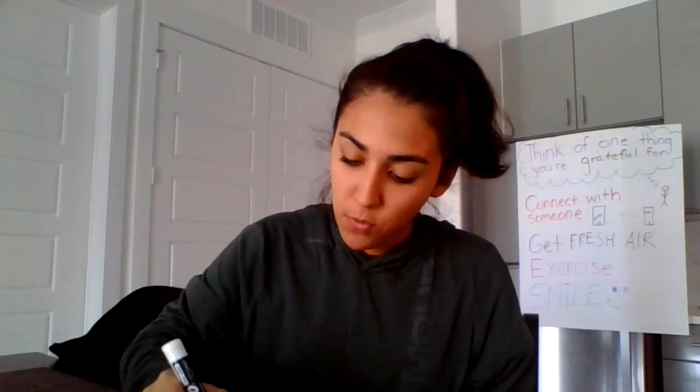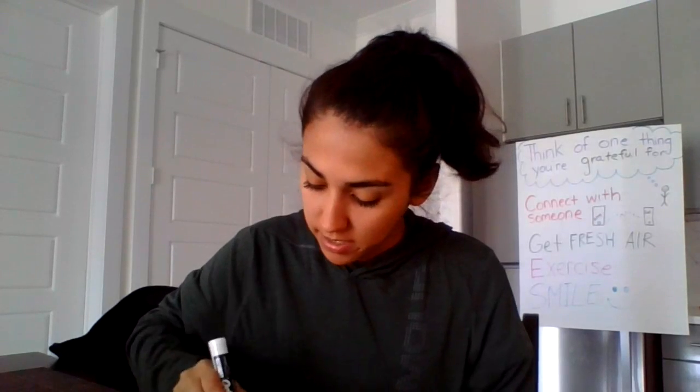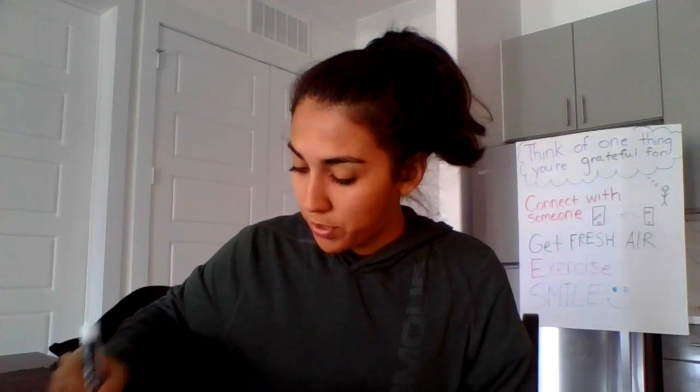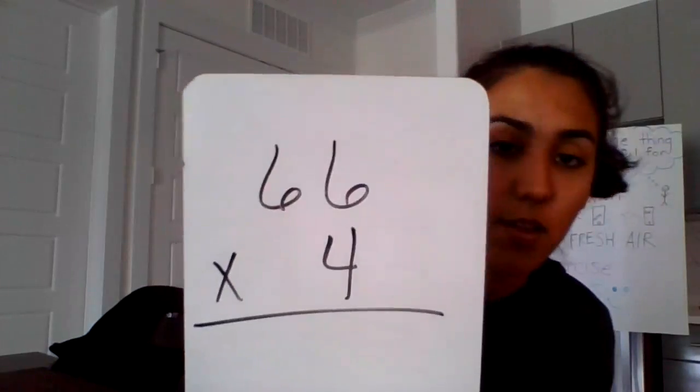We are going to be completing Thursday's Give Me 5 for page number 7. And let's go ahead and jump right in. The first problem they want us to solve is 66 times 4. So put your bigger number on top, line up your numbers by place value, and let's get started.